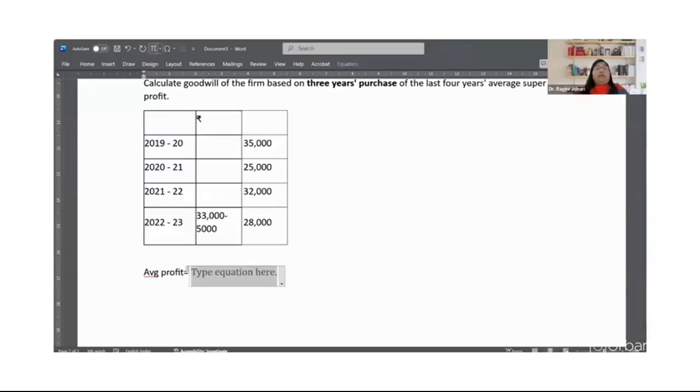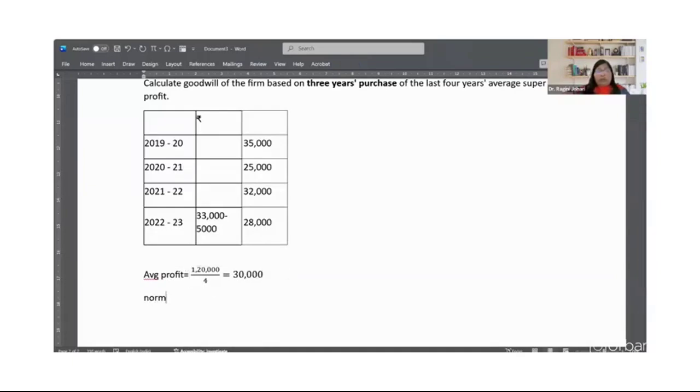Again, using the same value, I will sum it up. So this is 35 plus 25 plus 32 plus 28. Let's do the calculation very quickly. This is 35 plus 25 plus 32 plus 28, and this comes to 1,20,000. So 1,20,000 divided by 4, that is 30,000, is my average profit.